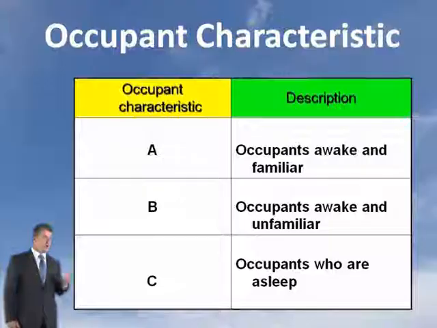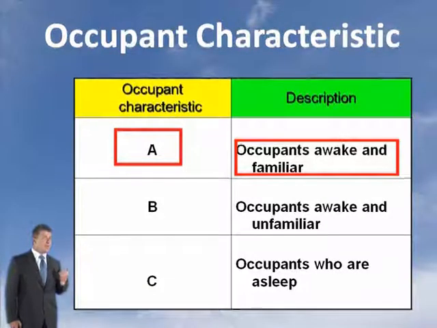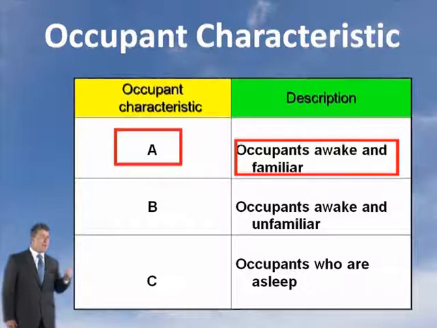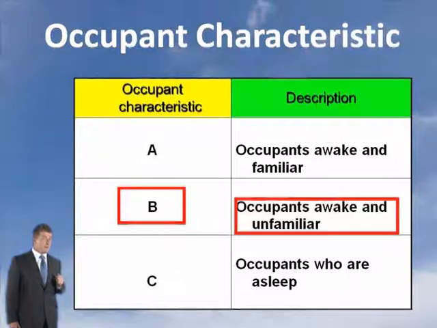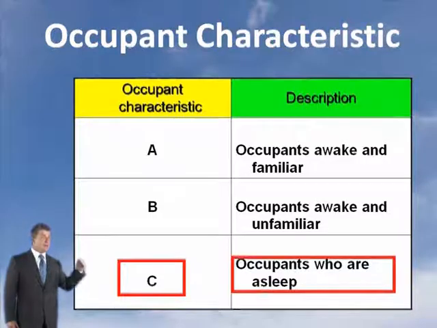Now here's table 2, occupant characteristic. As you can see here, occupant characteristic A is occupants who are awake and familiar with the building, for example, in an office or industrial premises. B is occupants who are awake and unfamiliar with the building, for example, shops, exhibitions, museums, leisure centres, etc. That's a B risk profile. And C is occupants who are likely to be asleep. Now D and E are there ready for when they do eventually bring in hospitals, which is D, and E, which is railway stations and airports. At the moment, you can't use them for D and E, but they're ready there waiting for when they do bring them in. So that's the occupant characteristic.